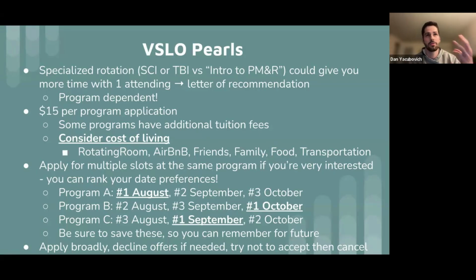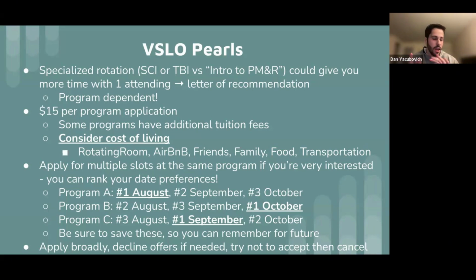let's say that program has three rotations. They have an inpatient spinal cord injury, inpatient TBI, and then an outpatient. If you want to apply for all of those, that's going to be $15 for each. But if you apply just for the inpatient spinal cord rehab and you add multiple dates, that will all be just $15.